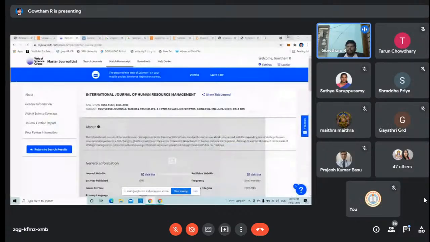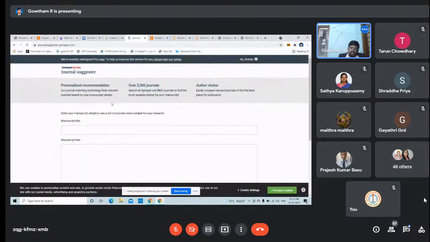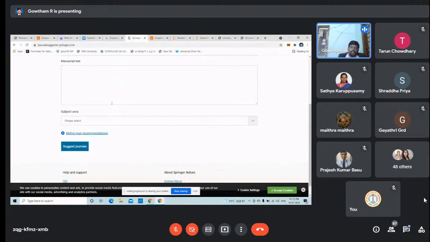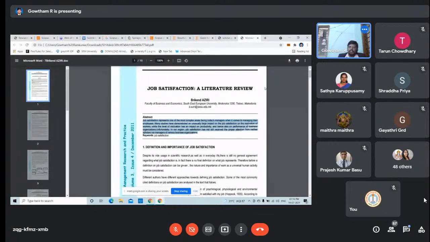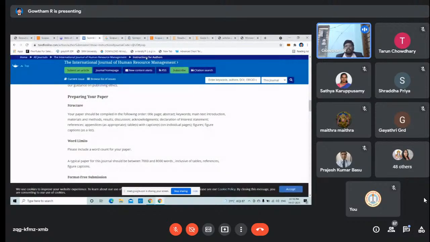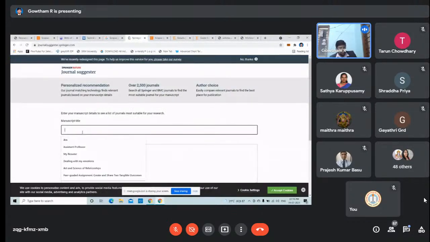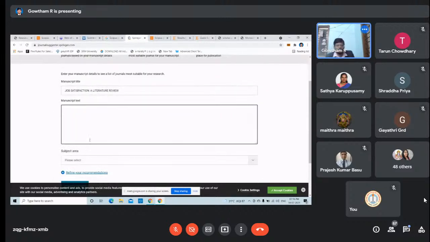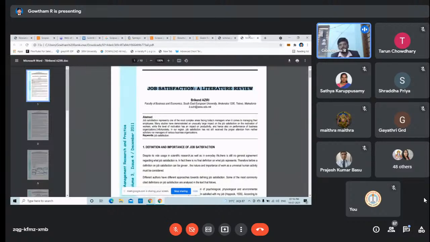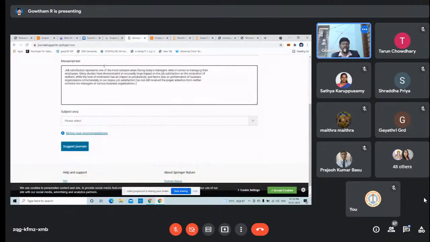Now I'm going to the Springer Journal Finder. You can click on Springer Journal Suggester, and this is also more or less like your Scopus. You can type the abstract or manuscript text. Maybe you can take your abstract and try to find this out. Copy this abstract, paste it here, choose the subject area, business and management, and click suggest journals.